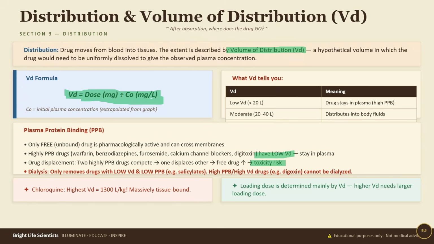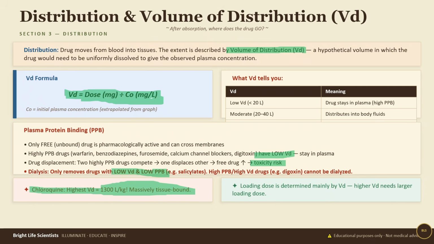Then in dialysis, we all know that dialysis removes drugs, but it only removes the drugs with a low volume of distribution and low plasma protein binding capacities. For example, salicylates. Drugs with high VD like digoxin and chloroquine cannot be dialyzed. By the way, chloroquine has a VD of 1,300 liters per kilogram. That's around 91,000 liters for an average person. We'll talk about this in detail later.